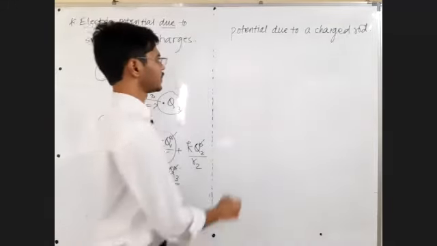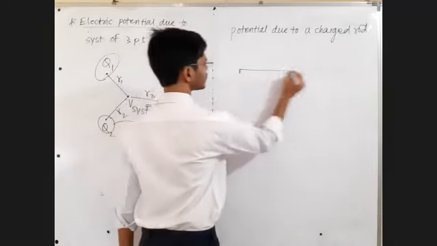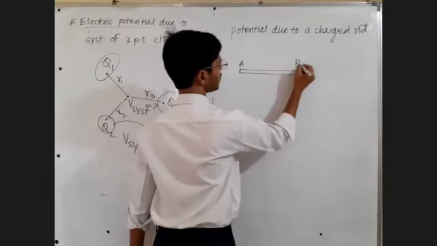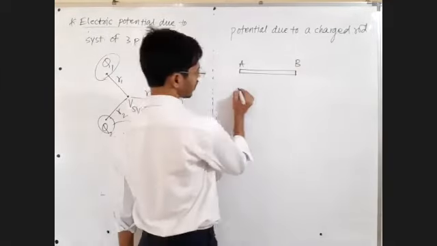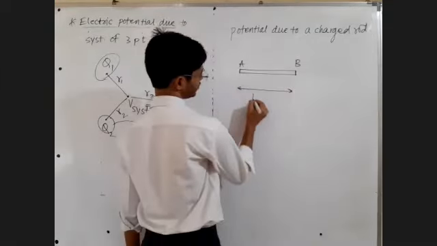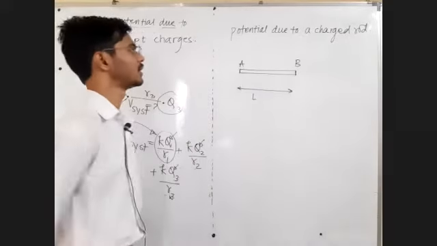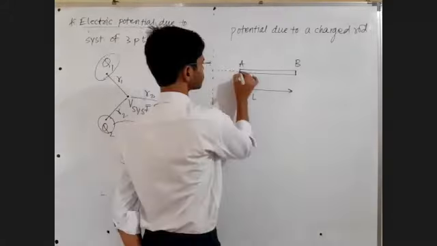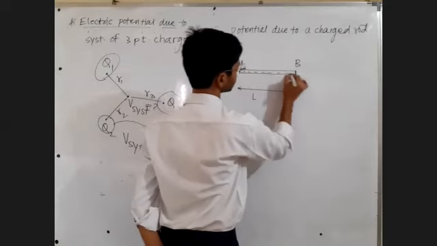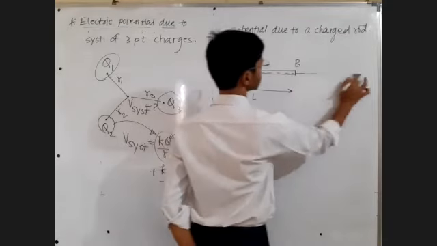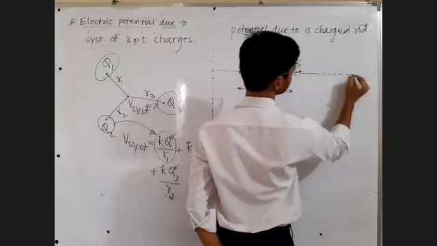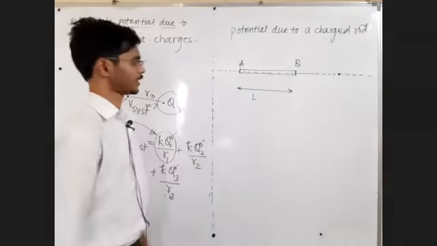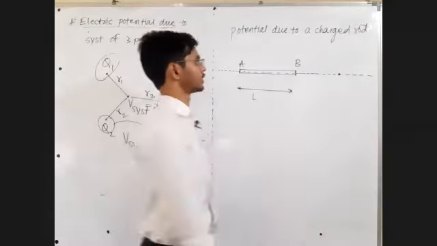Okay, sir. The rod starts at this point. Rod ends at this point. Point A, point B. Length of the rod is capital L. Let us take the point on the axis of the rod. This is the axis of the rod. Fine. Let us take point P here.